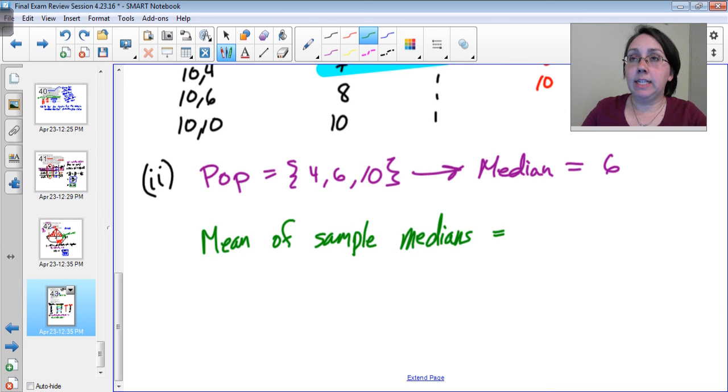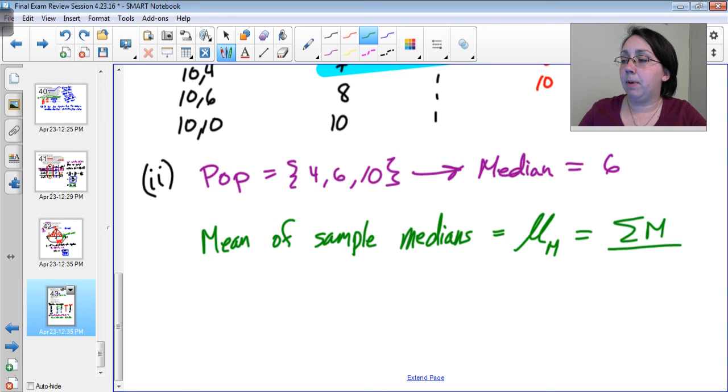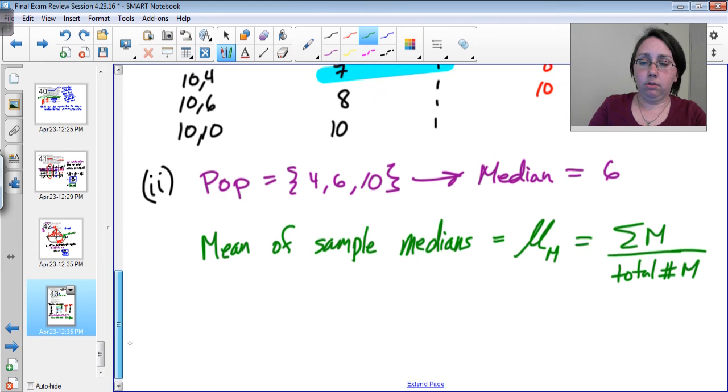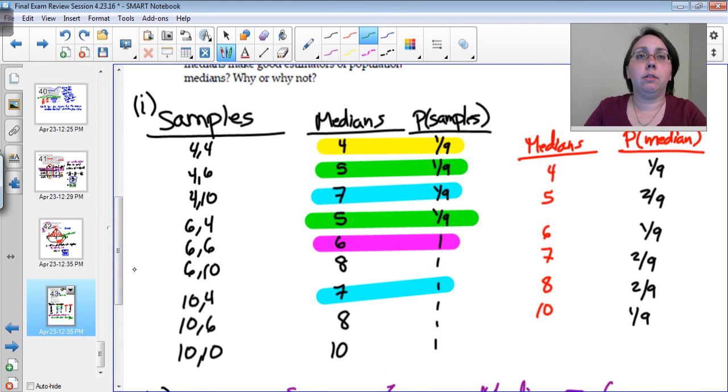One way of denoting this is mu of the medians. Mu of m. Words are fine. So what you're going to do is find the sum of the medians and divide by the total number of medians. You're just averaging your medians. Where are my medians?